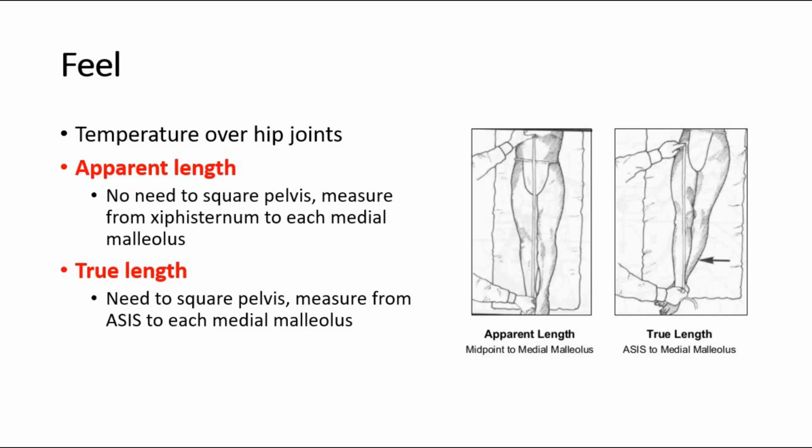So how to square the pelvis? First, put your forearm across the patient's ASIS, and then we use our other hand, the right hand, to hold both the patient's thighs at the knee joint. And we move the lower limbs left and right until you feel both the ASIS are at an equal position, where both the ASIS do not move upon moving the patient's legs left and right. Then the pelvis has been squared. This is done before measuring the true length.